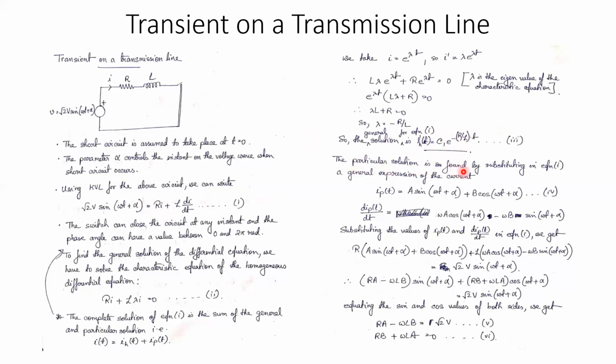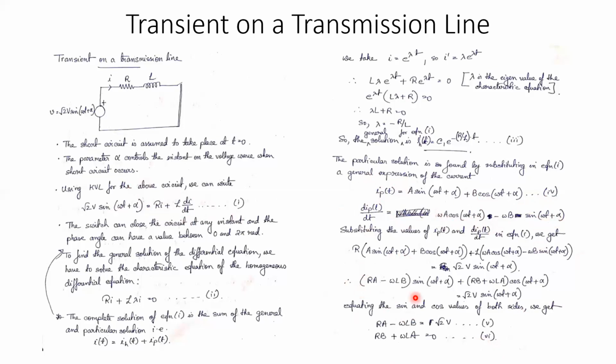The particular solution is found by substituting in equation 1 a general expression of the current which is given by i_p(t) is equal to A sin(omega t plus alpha) plus B cos(omega t plus alpha). Now if I differentiate this i_p(t), we get omega A cos(omega t plus alpha) minus omega B sin(omega t plus alpha). Now we'll replace i_p(t) and di_p/dt in equation 1 in place of i and di/dt. So by replacing those values, we are getting these two simultaneous equations.